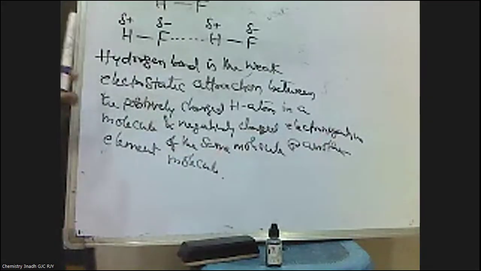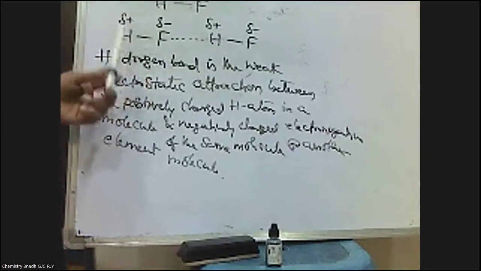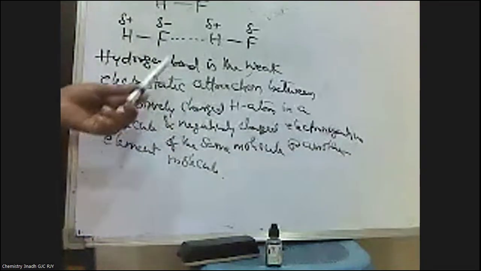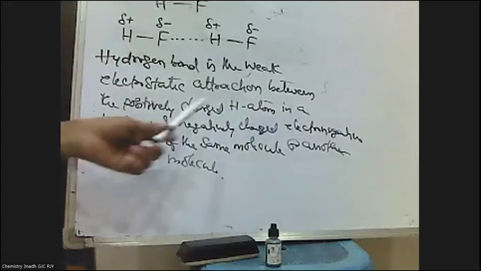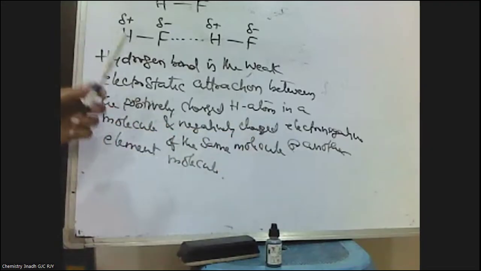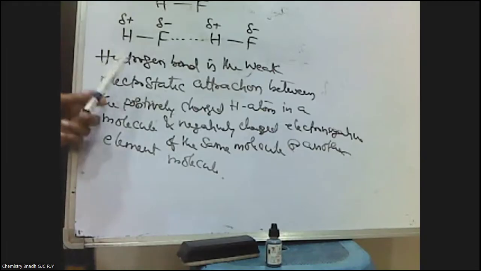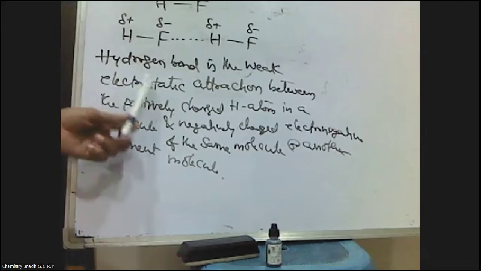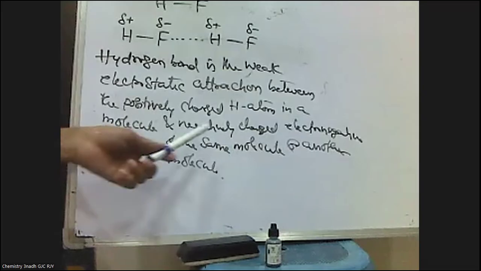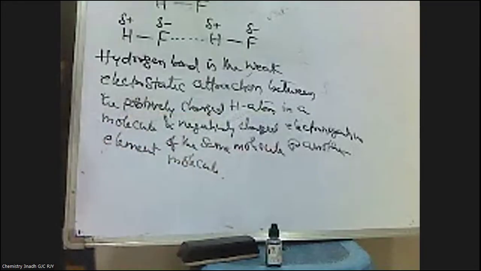Hydrogen bond is the weak electrostatic attraction between the partially positively charged hydrogen atom in a molecule and a negatively charged electronegative element of the same molecule or another molecule.